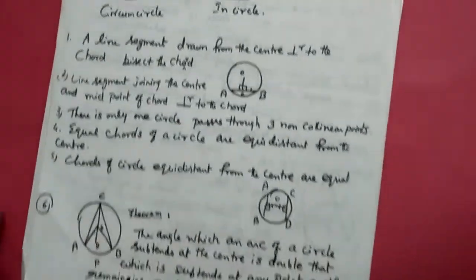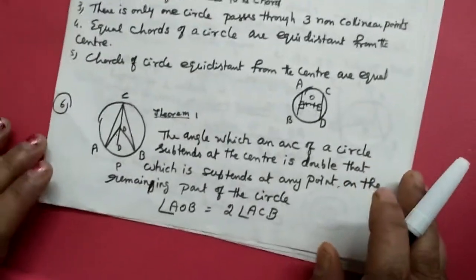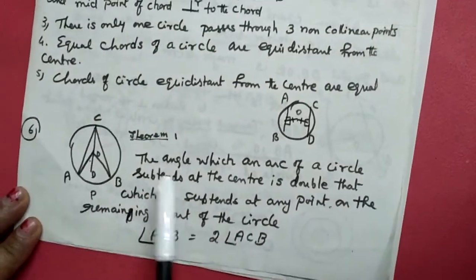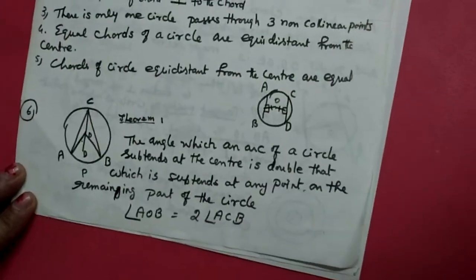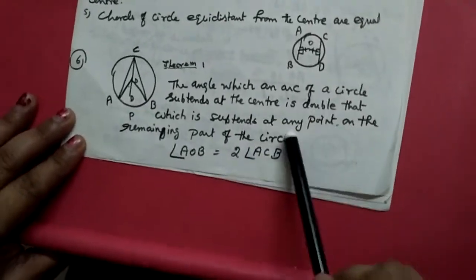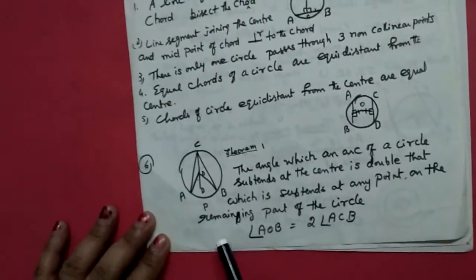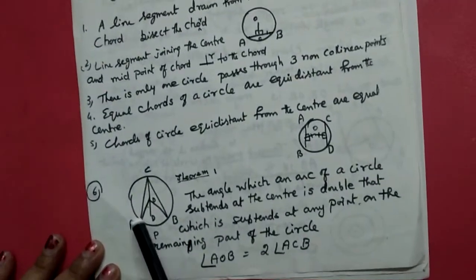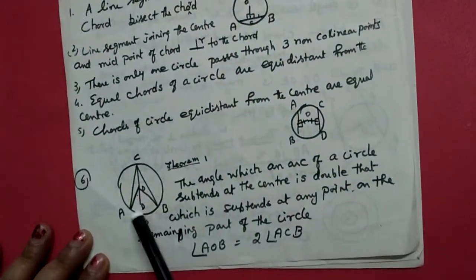Now for the 10th standard, this is theorem number 1 and it is very important. The angle which an arc of a circle subtends at the center is double the angle subtended by it at any point on the remaining part of the circle. The same arc, you have to remember, same arc.